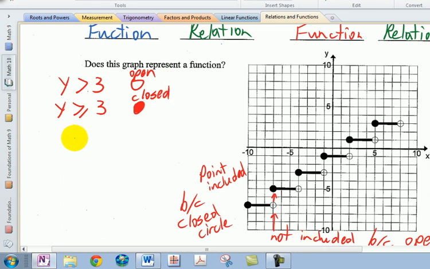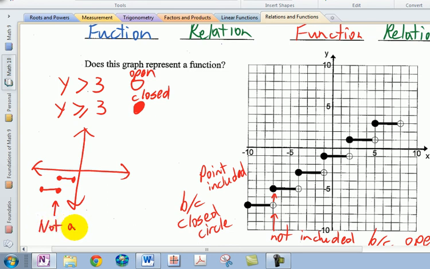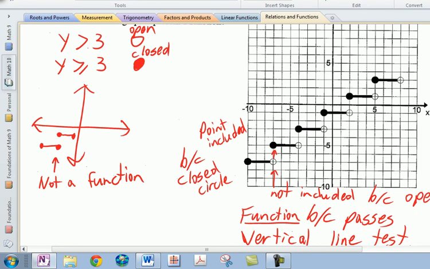Now if I just did a quick example of an inequality type graph which is not a function, it would look something like this. Okay. We start, we go to this point, and right above it would be another closed line. Because it's doubling up, it's not a function. It's not a function because there's two outputs. Right? It fails the vertical line test.